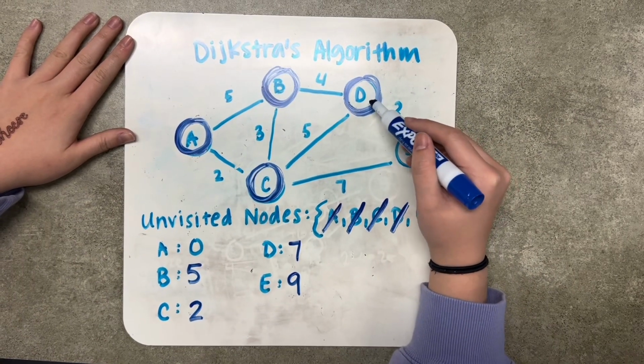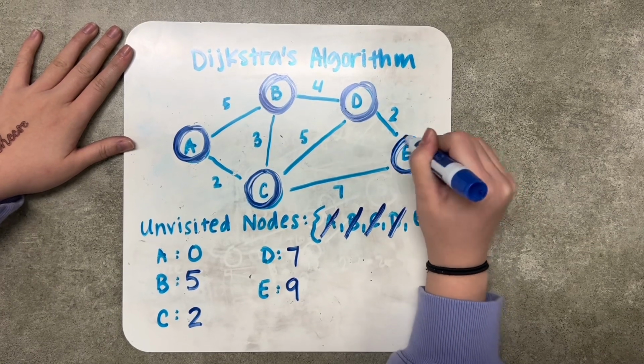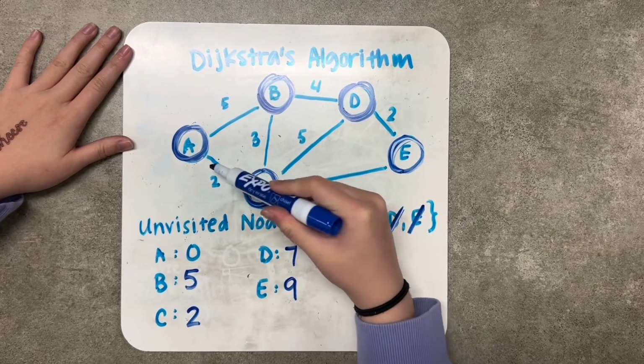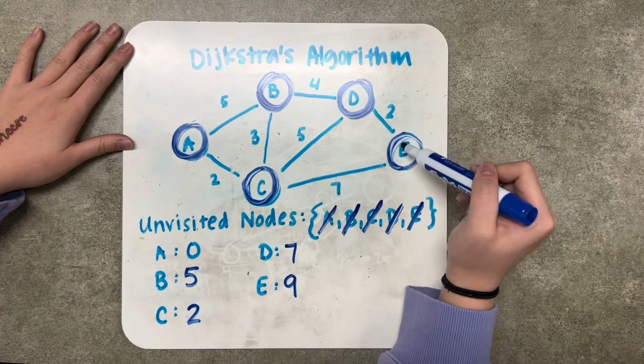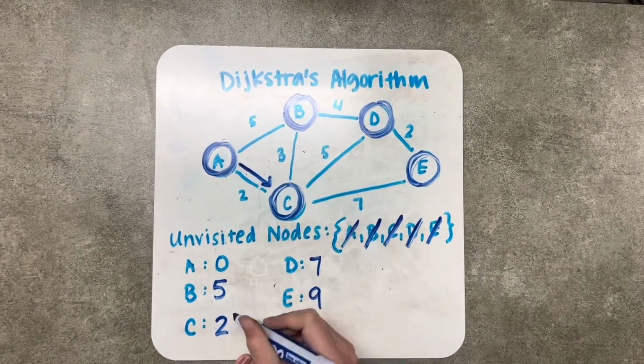Now we look at the adjacent nodes of D and enqueue E. The distance to E from A is 9, which is the shortest possible, so we dequeue E and mark it as visited.